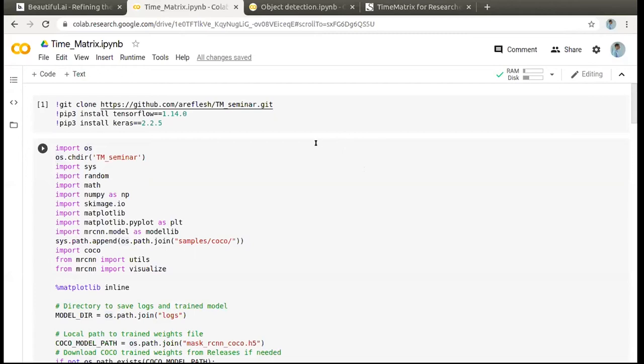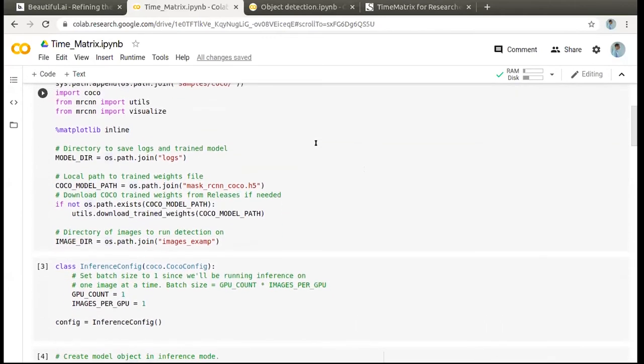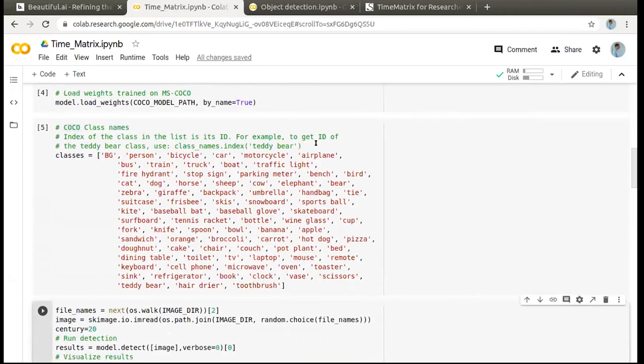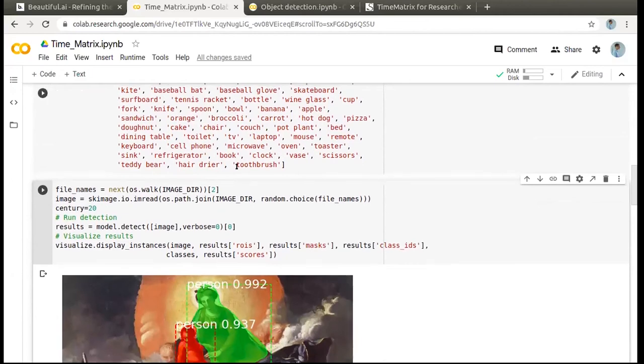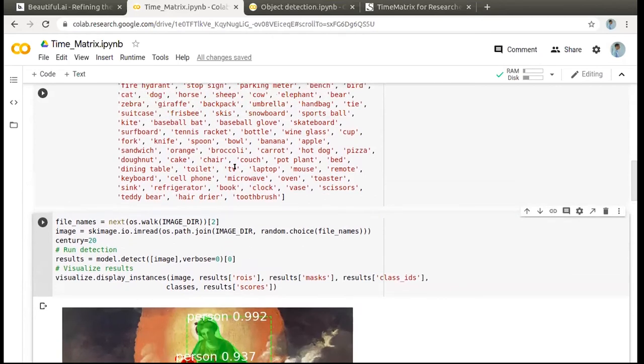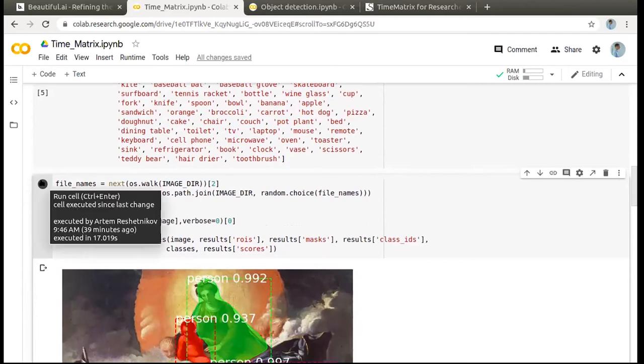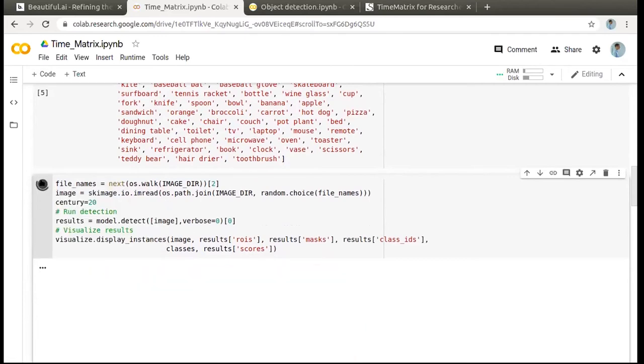As you can see, we used the Mask RCNN model with a pre-trained model on the COCO dataset. But we changed the code of the model a bit. So as you can see here, it's just the simplest standard code of segmentation, and we can see the results.